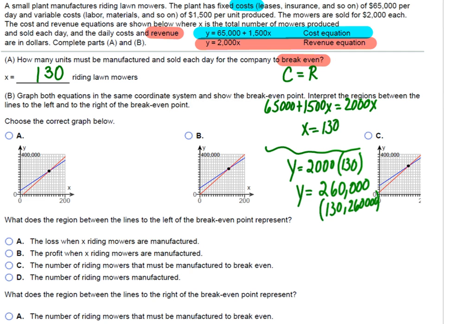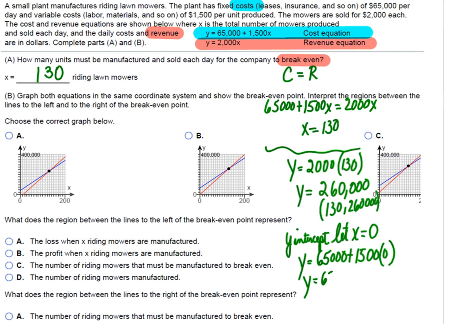Also, I want to find my y-intercept. How do I find my y-intercept? I let x equal to 0. So I have y is equal to 65,000 plus 1,500 times 0. Y would be 65,000. So here's another ordered pair, 0, 65,000.